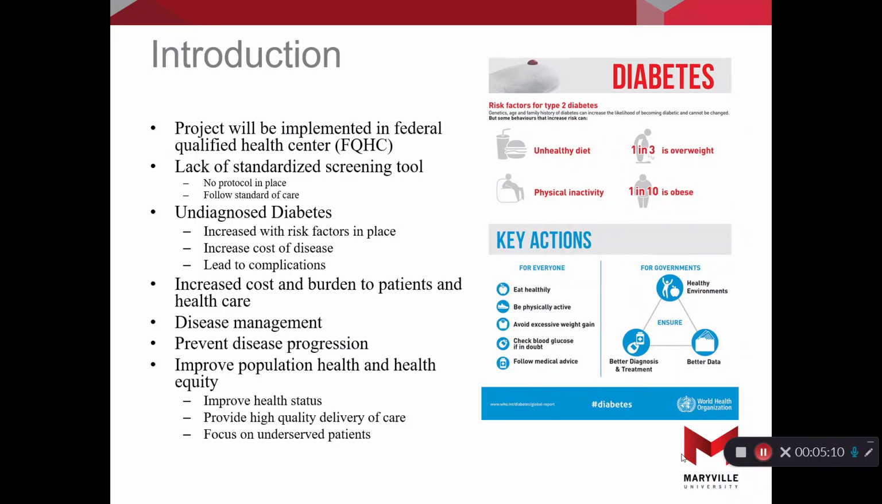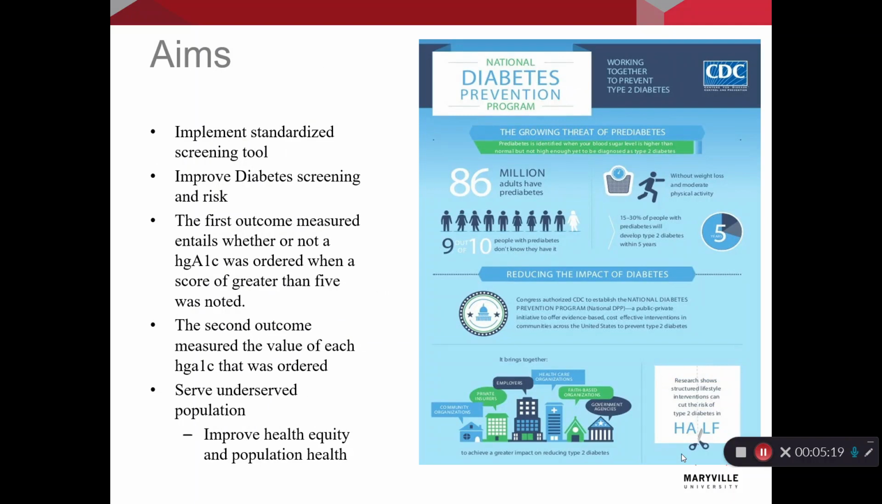So really, this clinic would benefit a lot from this project to be able to at least help them in this stage of the diabetes and improve outcomes for them. So some aims are to implement the standardized screening tool, improve diabetes screening and risk, which is part of the PICO question and kind of how we formulated this. And based off of the PICO question that we discussed earlier, there were 2 different outcomes that were created to be able to be measured through running certain tests that we'll discuss later as well.